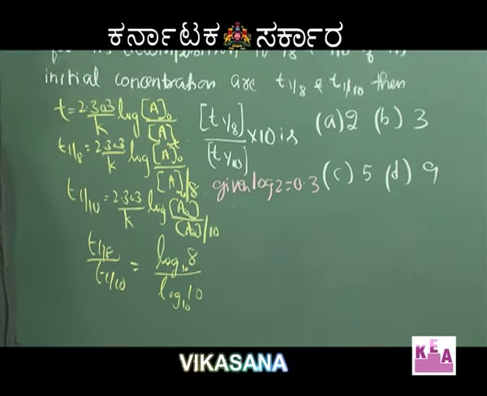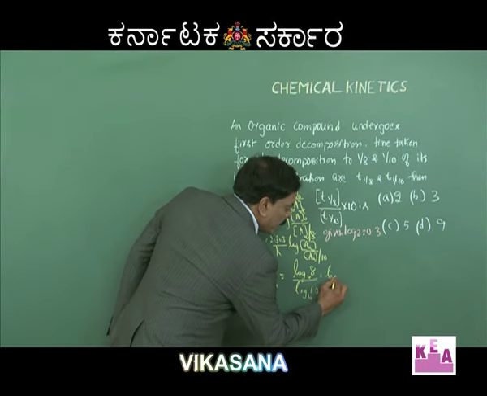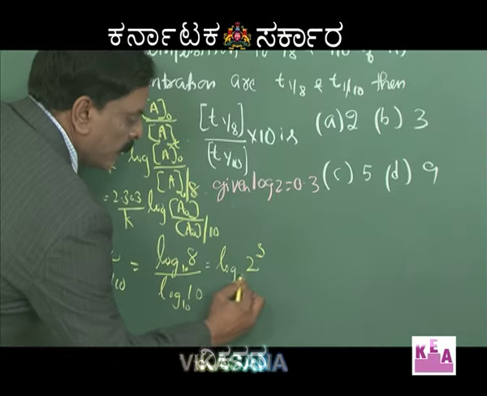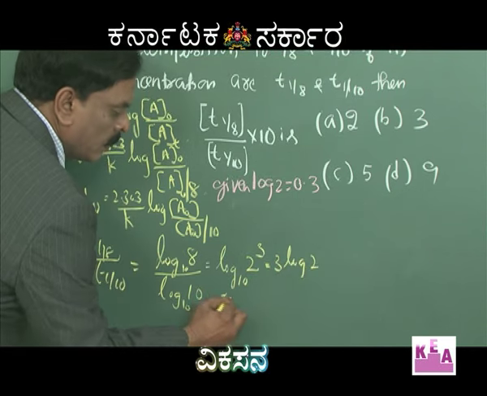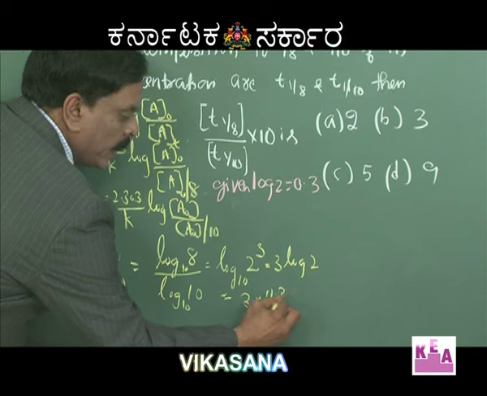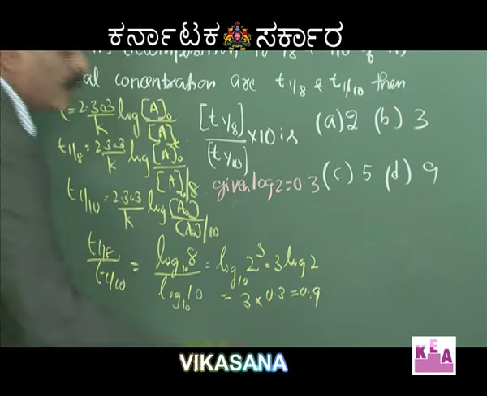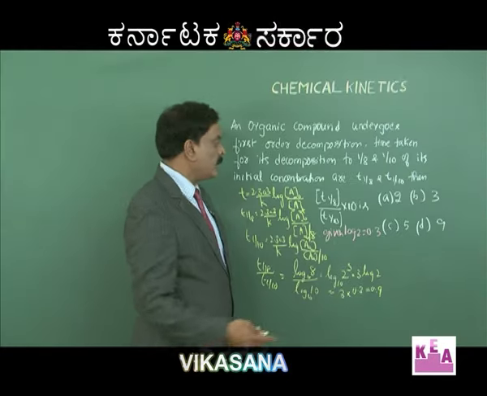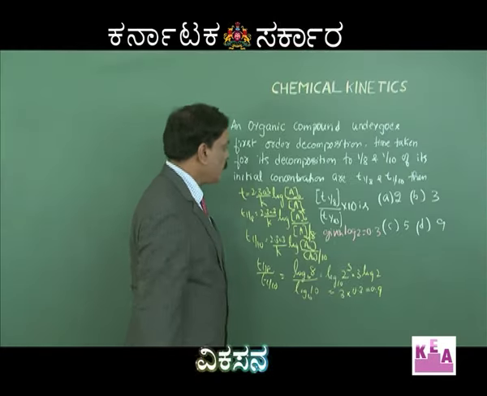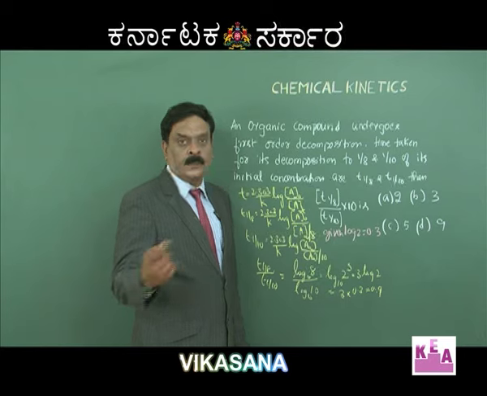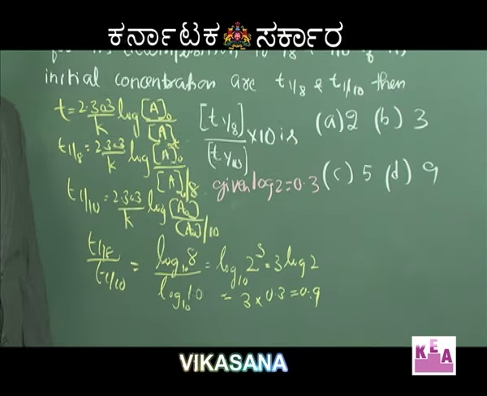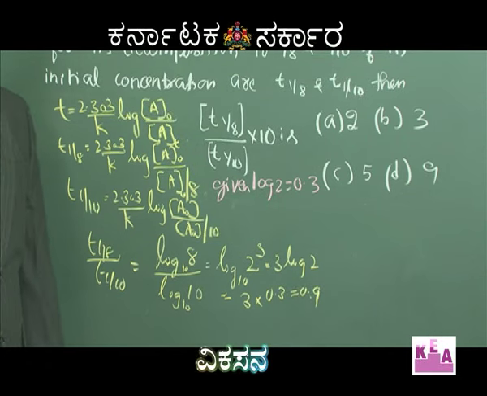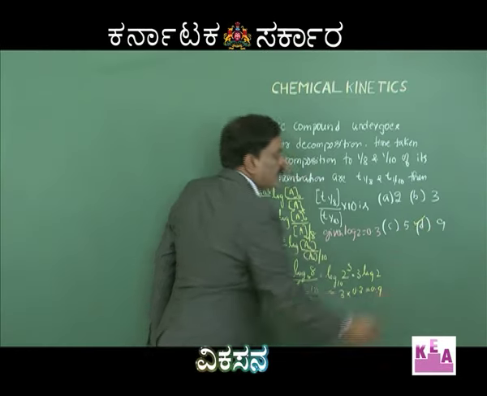Log 10 to base 10 is 1. Log 8 to base 10 can be written as log 2 to the power 3 to the base 10, that is 3 log 2, that is equal to 3 into 0.3, that is equal to 0.9. But what are we to find out as per the problem? We have to find out T 1/8 by T 1/10 into 10, that would be 0.9 into 10, that would be 9, and therefore the right answer for this question is option D, that is 9.